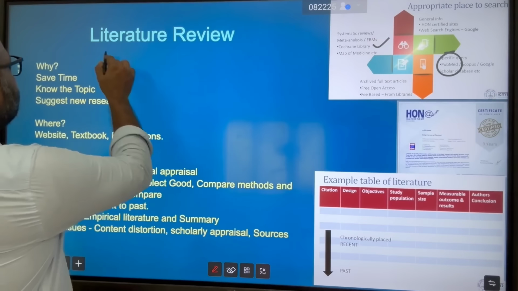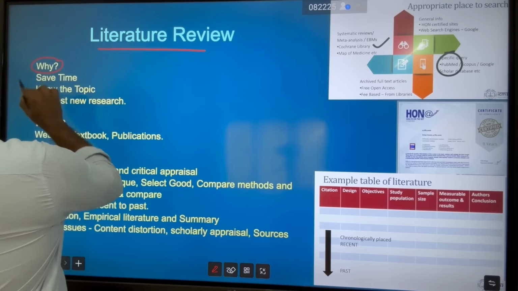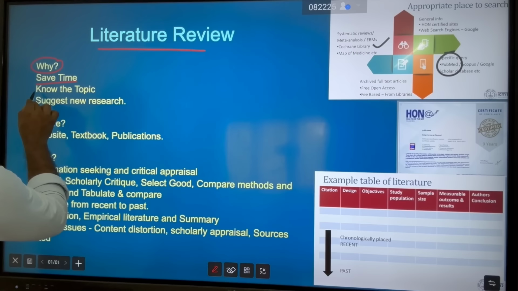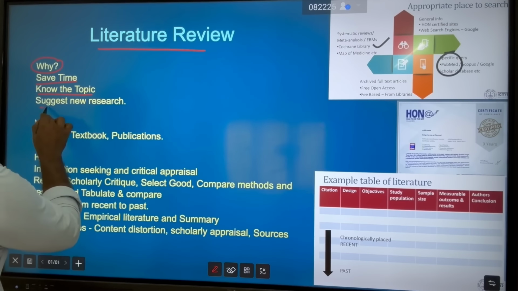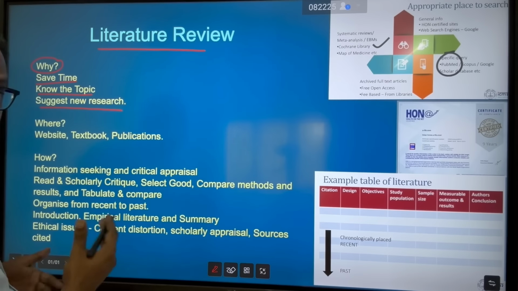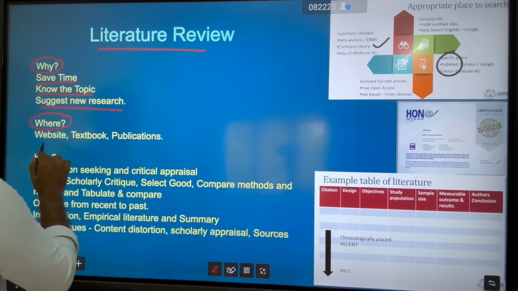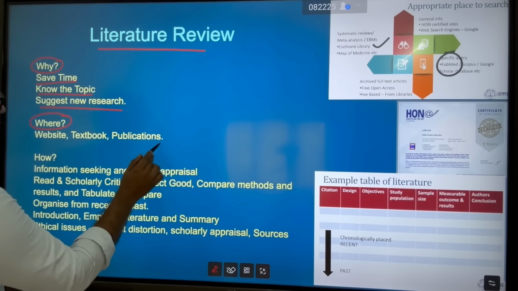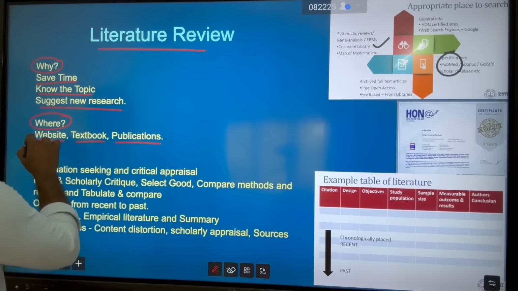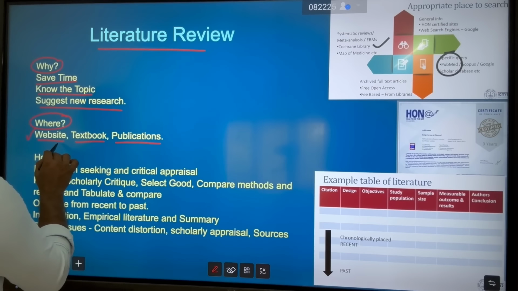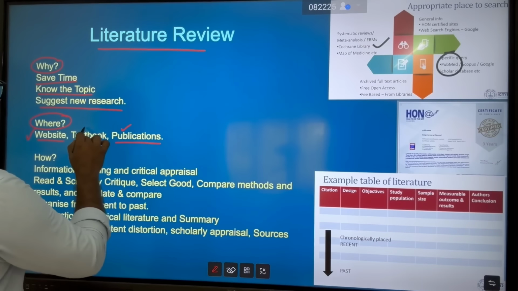Then why do we need this literature review? First of all, we need to save our time, know the topic more in depth, and we need to suggest new research if we cannot fulfill the existing gap. Then where to get this review of literature done? The most common places are publications, textbooks, and websites. Websites will provide the newest information, followed by publications, followed by textbooks.